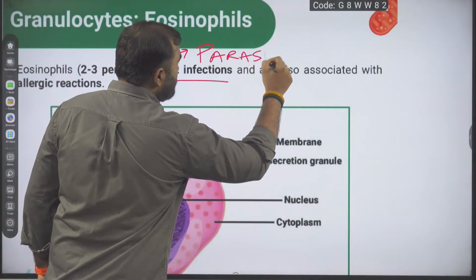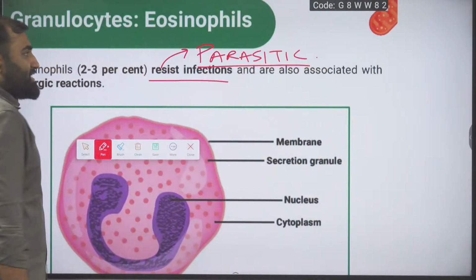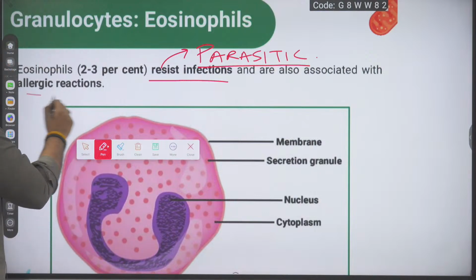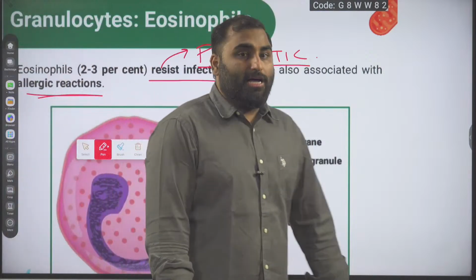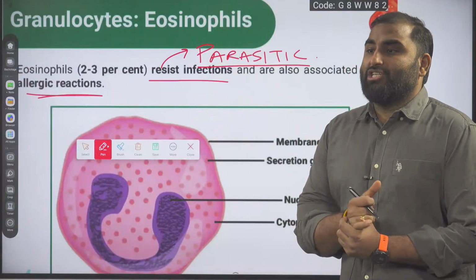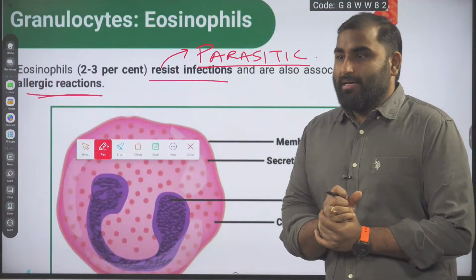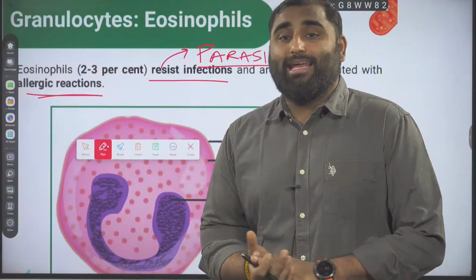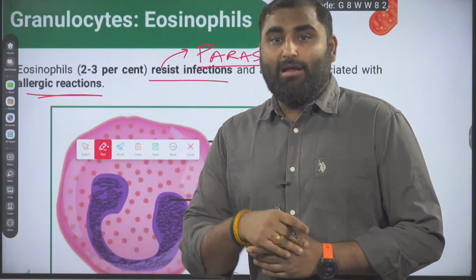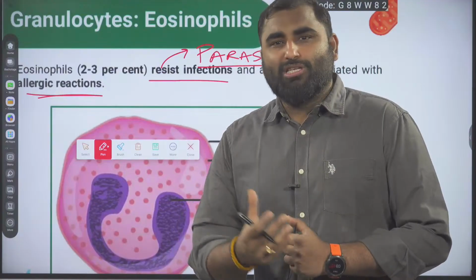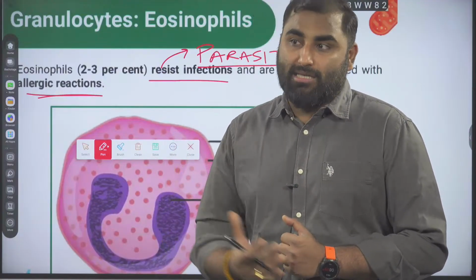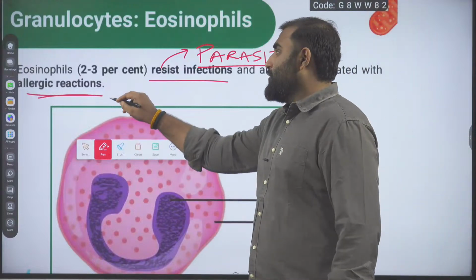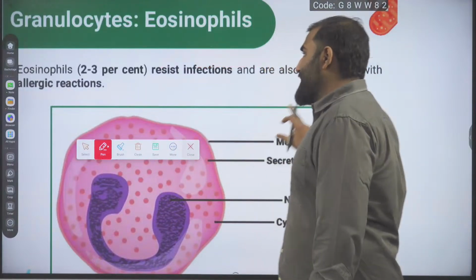Parasitic infections they will resist, and they are also associated with allergic reactions. Resist towards parasite. Parasite means like if you get some worm infection, Escherichiasis, filariasis. When a person gets worm infection, in most cases, eosinophil number increases, okay? And it also causes the allergic reactions.